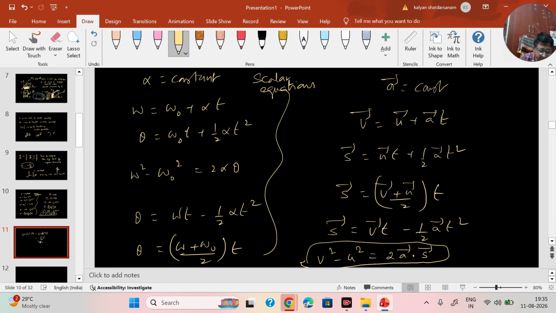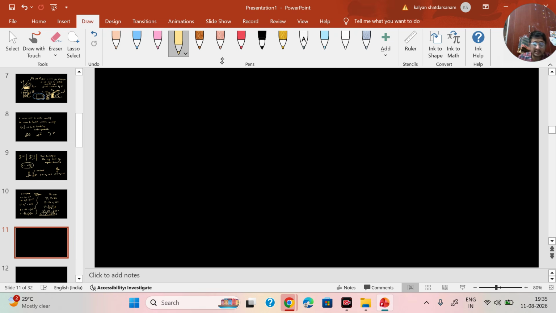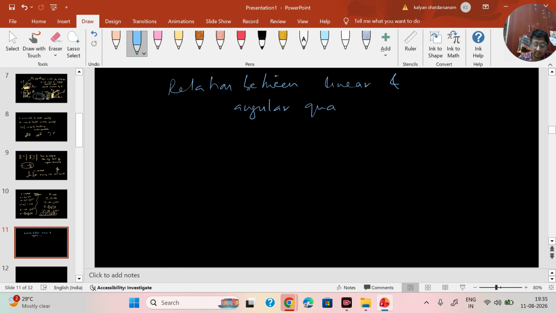The more interesting topic for me, there are many problems in angular kinematics also. You can take any standard book and you'll be getting some good, solve some 10 questions and done, not more than that. But let's go to the more interesting case of relation between linear and angular quantities. Let's look at this. Relation between linear, this is a more important topic for us, and angular quantities.